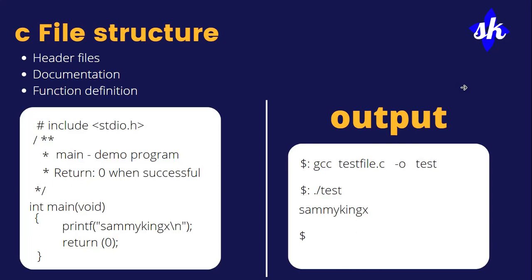The very first line is including the stdio.h library. Now I'm adding some documentation, or comments, saying that the main here is just a demo program and it's going to return 0 when successful. The next line is int main void. I'm saying that I'm going to return an integer from the main function and I'm not accepting any argument. That's why I'm passing in void there.